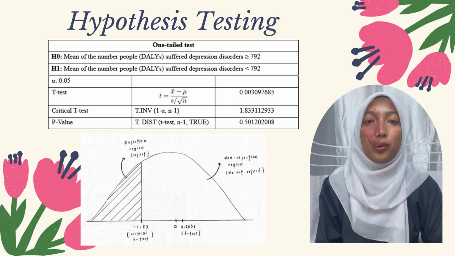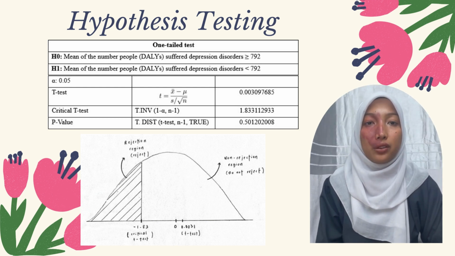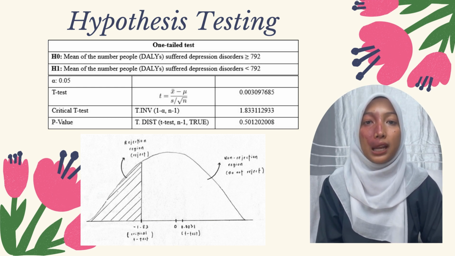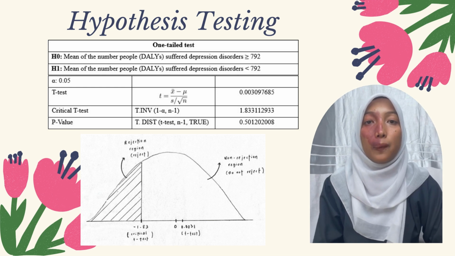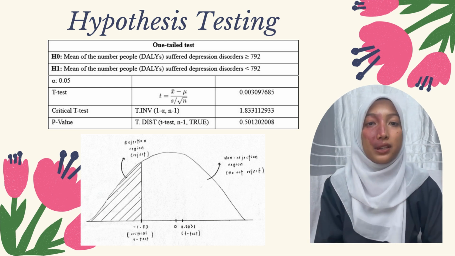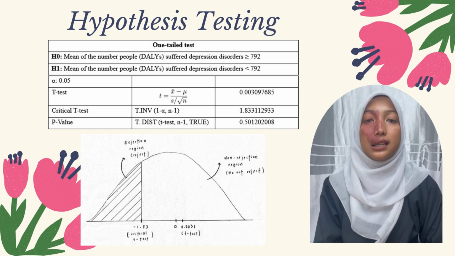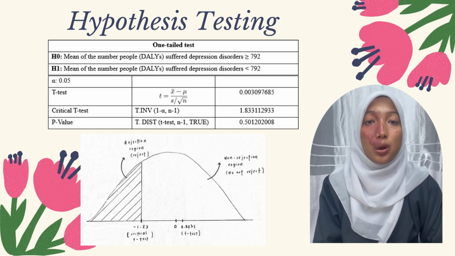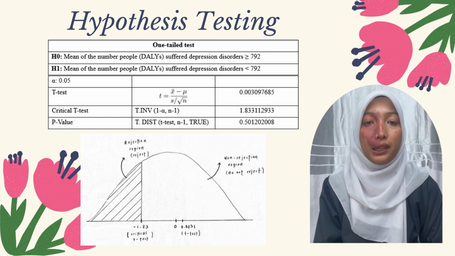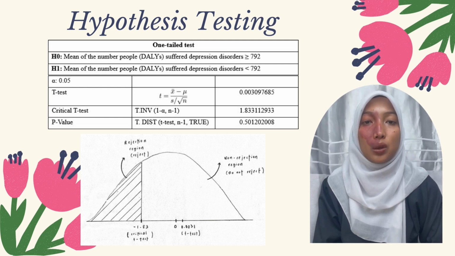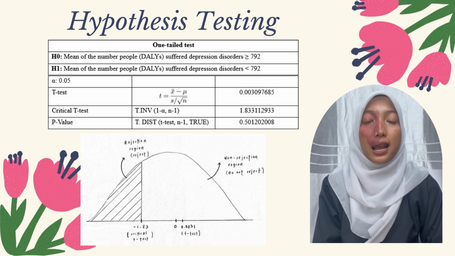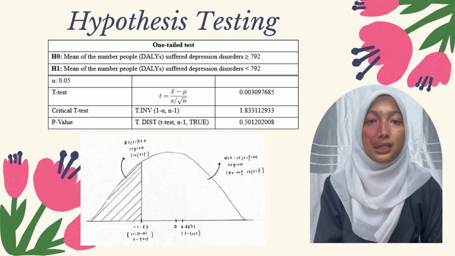Initially, in order for this formula to function properly, I need to ascertain the average number of DALYs from depressive disorders. The average number from 2010 to 2019 is 792. The t-test statistic is 0.0031. In order to determine whether or not to accept 792 as the average, I have made the decision to utilize the critical t-value, which is 1.833, to identify rejection and non-rejection regions, as well as the decision rule to identify regions that are rejected.